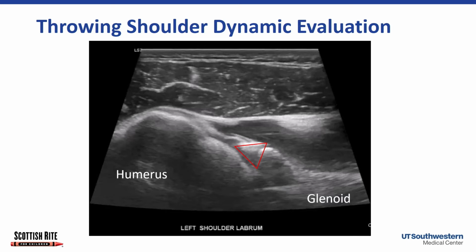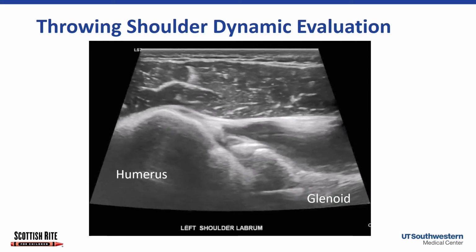Once again, X-rays weren't that conclusive. He had done therapy. It wasn't helping. MRI also didn't show much. And so we put the ultrasound machine on him. And you can see there I have labeled the humerus on the left and the glenoid, or the socket part of the shoulder, on the right. That red triangle there is the labrum.